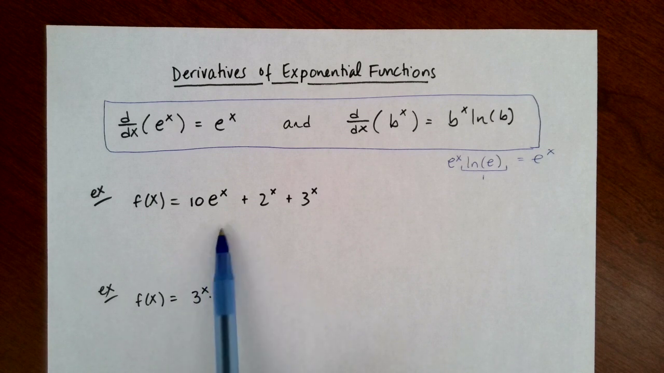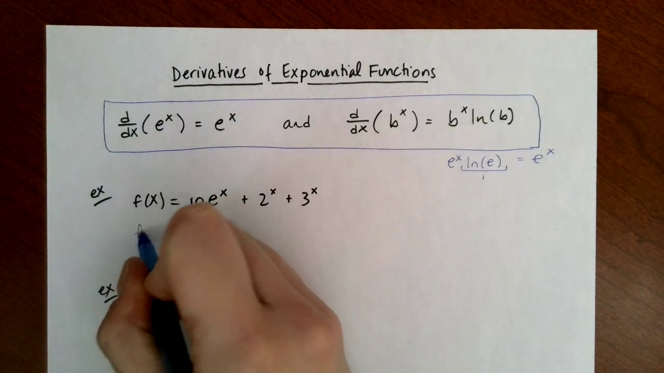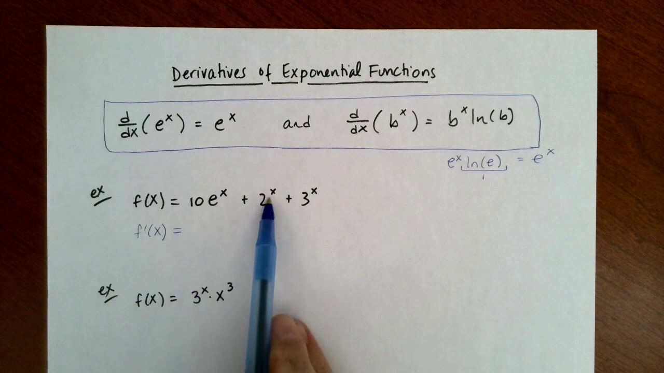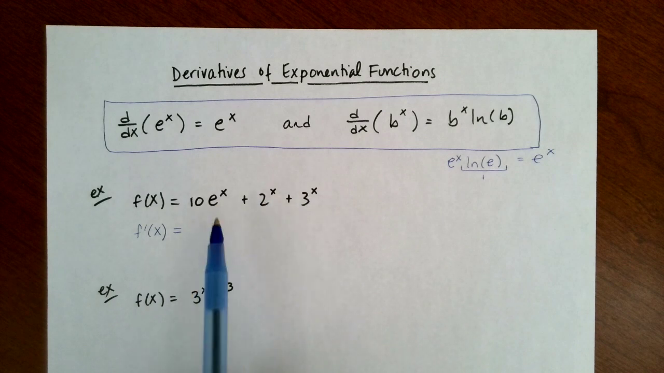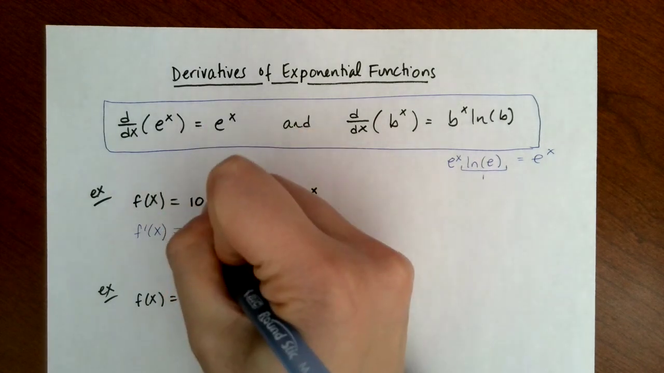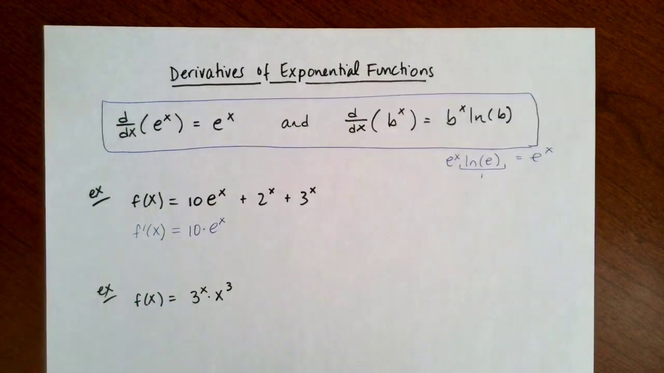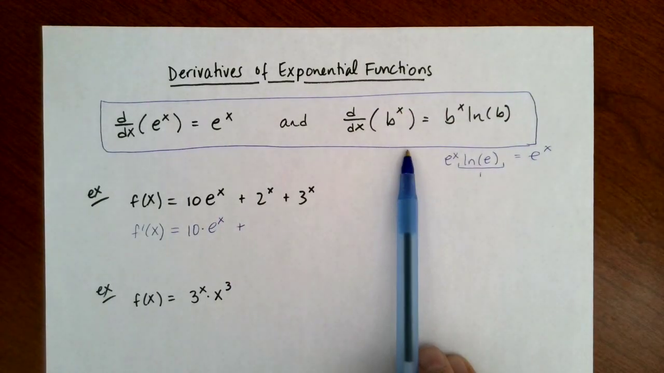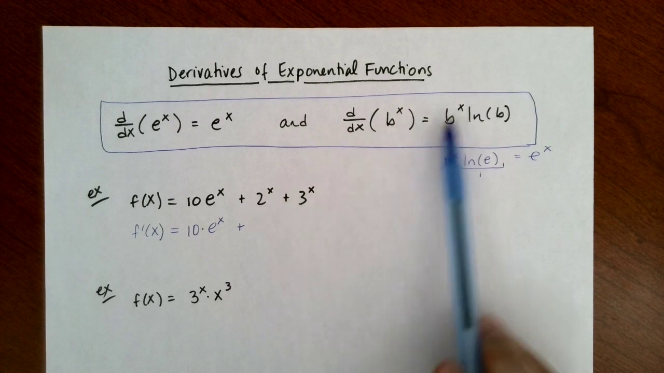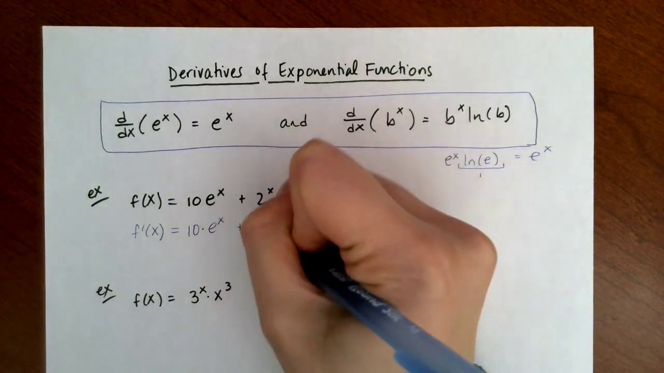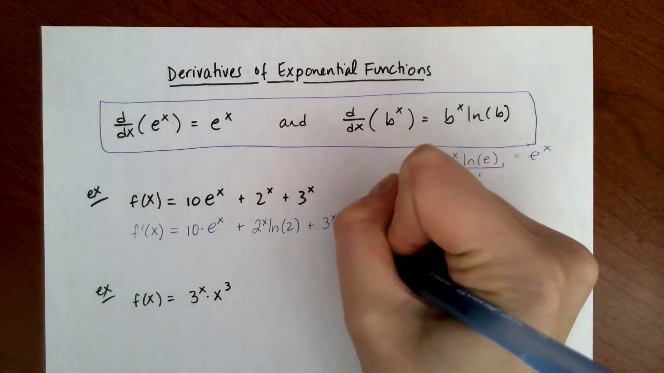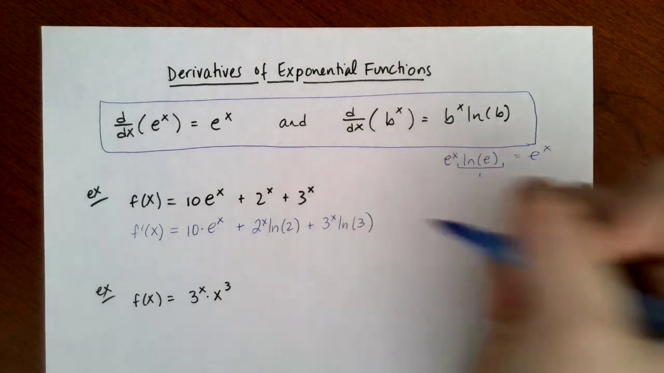The first example I have here is just a straightforward use of the rules to get used to them. For this function f of x, its derivative will be a separate derivative problem plus a separate one, because they're added. 10 times the derivative rule for e to the x, so that's also e to the x. And for the other two, we switch to this rule over here. So 2 to the x's derivative is 2 to the x ln of 2, and 3 to the x's derivative is 3 to the x ln of 3.